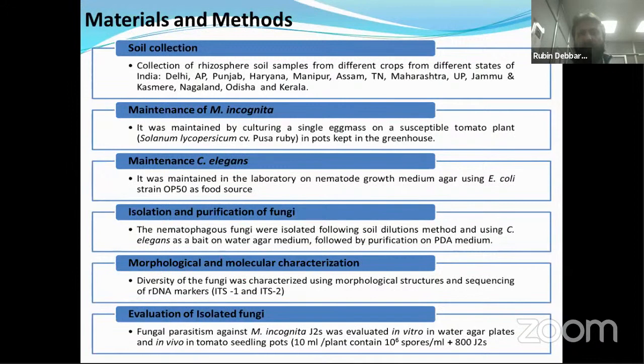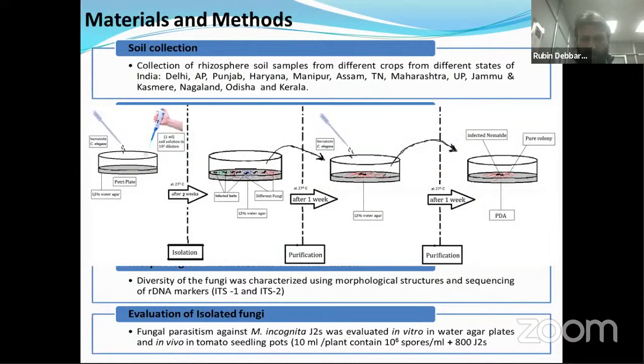Second, we maintained Meloidogyne incognita J2s using a single egg mass and hatching it on tomato variety Pusa Rubi. For maintaining C. elegans, we use E. coli OP50. For isolation and identification of the fungus, we added around 500 C. elegans to a water agar petri plate with soil solution.